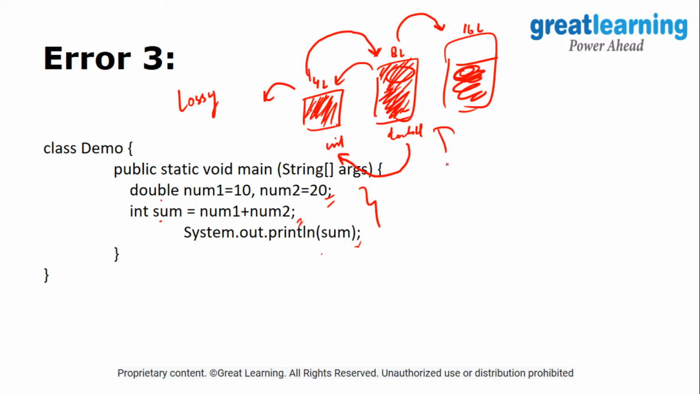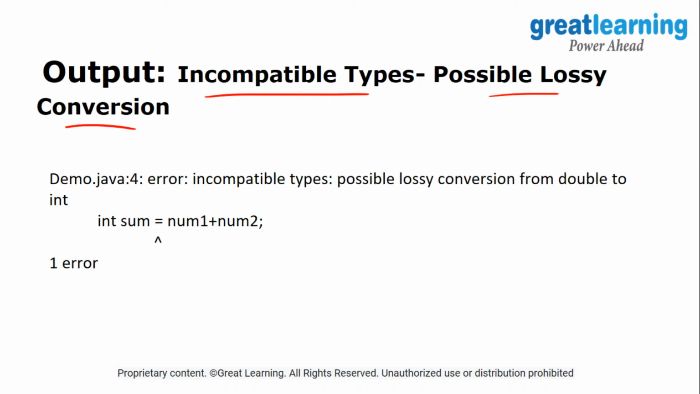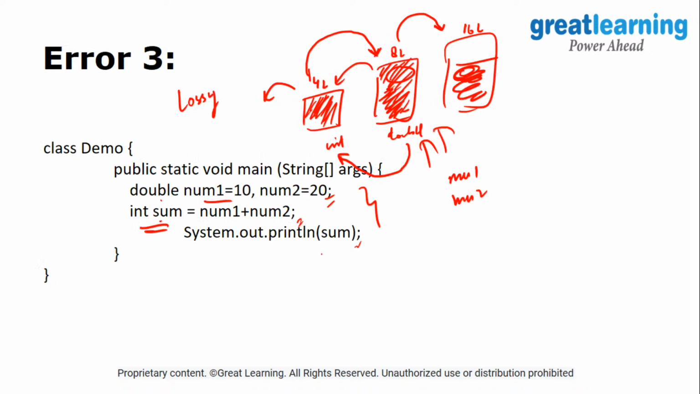Now you might say, okay sir, let's suppose we are not using it to its maximum potential. Sum is an int variable, num1 and num2 are double. Yes, since num1 and num2 are double, we are trying to convert them into an integer which is smaller, so that is why you will get this type of error: incompatible types, possible lossy conversion, that you might lose the data. That is what is written here. This is the error that you will get on line number 4.